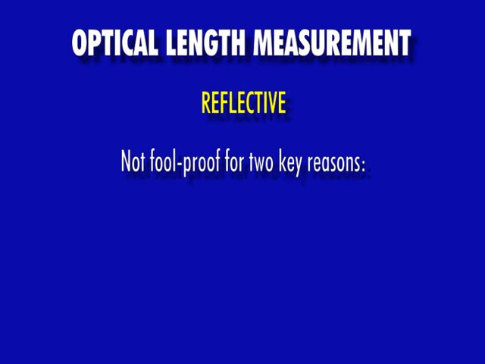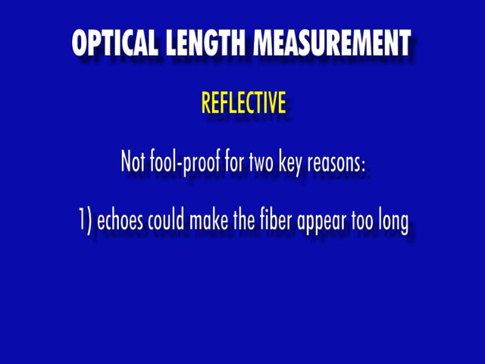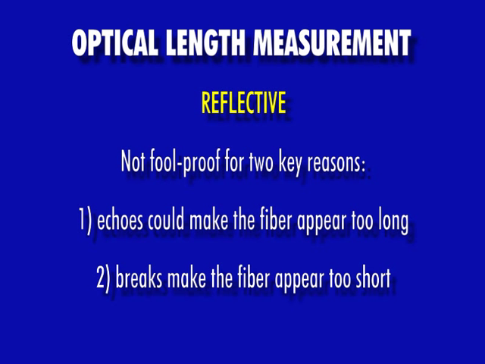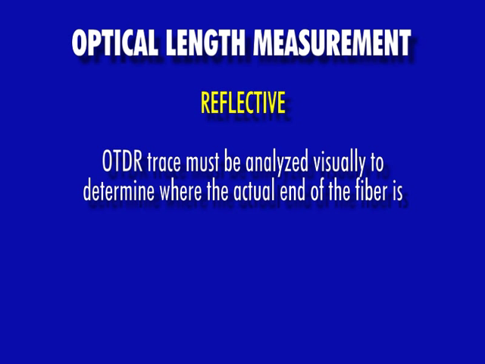The drawback to reflective length measurement is that fiber end detection is not foolproof for two key reasons. First, echoes could make the fiber appear to be longer than it actually is, and second, breaks could make the fiber appear to be shorter than it actually is. The OTDR trace must be visually analyzed to determine which event is the actual end of the fiber.